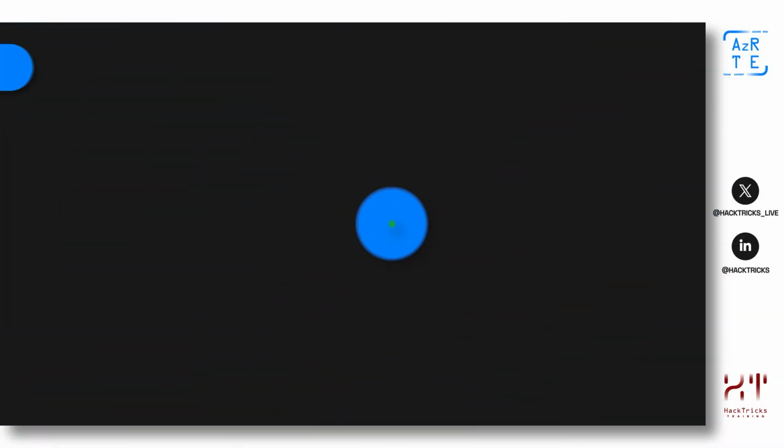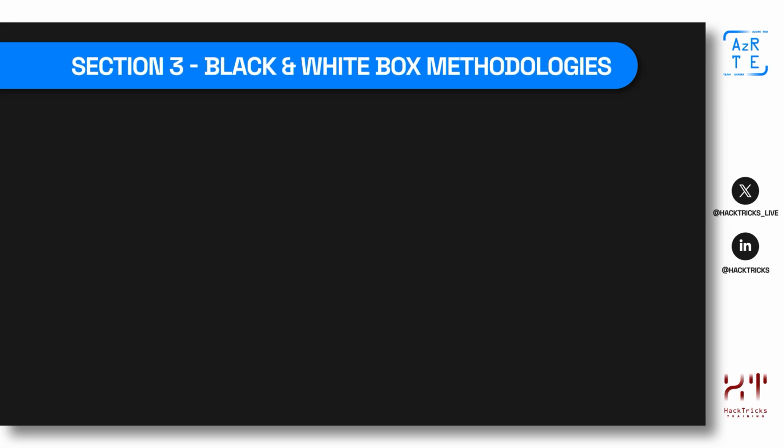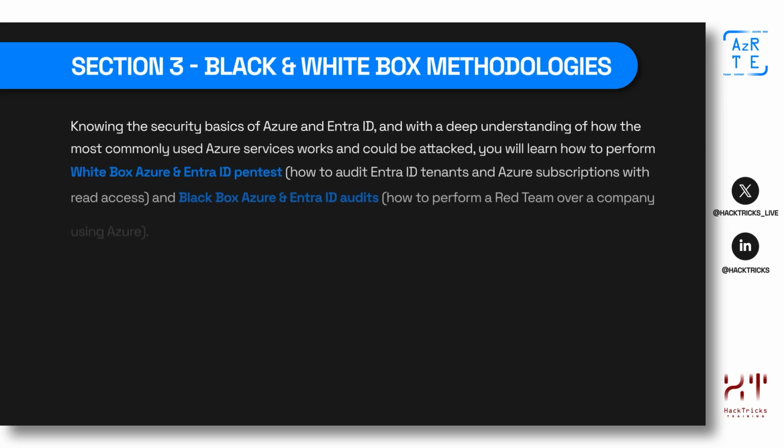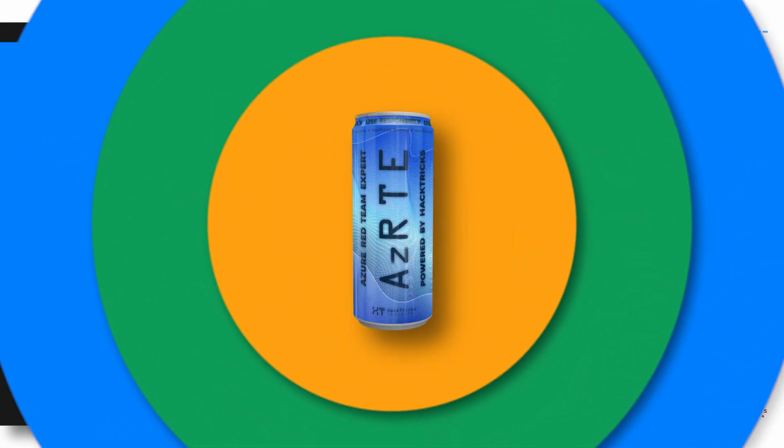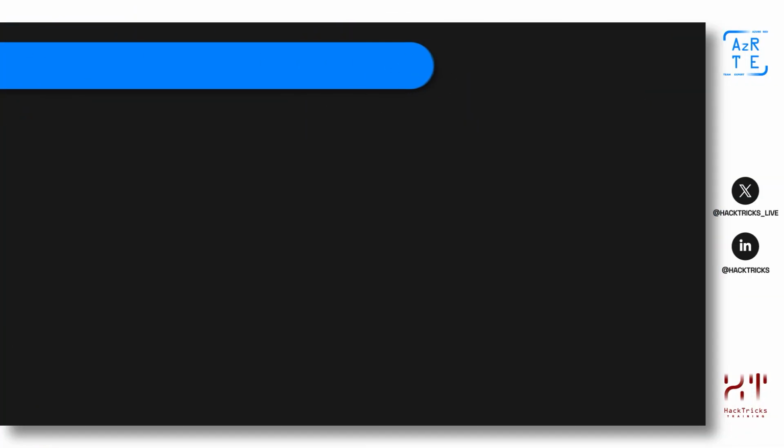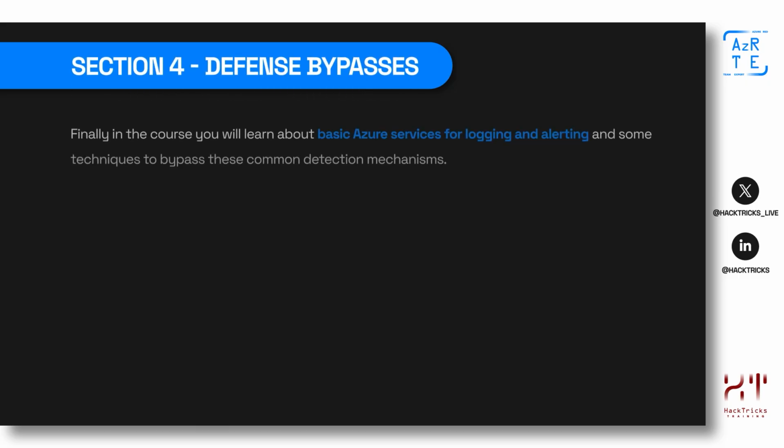The goal of this section, of course, is to give you the capabilities to offer security services to companies that are looking for Azure security experts. You will be able to review Azure and Entra ID environments and find vulnerabilities that could be exploited by attackers so the client can fix them. You will also improve your red team skills when you find yourself attacking a company that is using Azure and Entra ID. And finally, the section 4 of this certification is called Defense Bypasses.